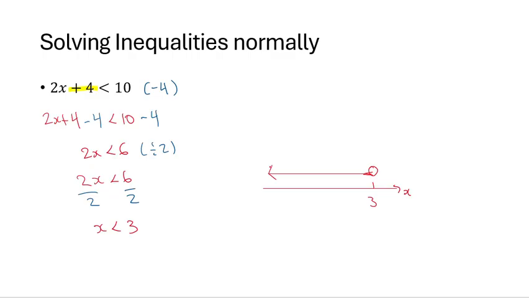So as you can see, I found my answer to be x is less than 3. So I marked where 3 is on my number line. I drew an open circle. And then I looked at the direction my arrow is pointing. That's pointing towards the left. So I drew my line going that way.